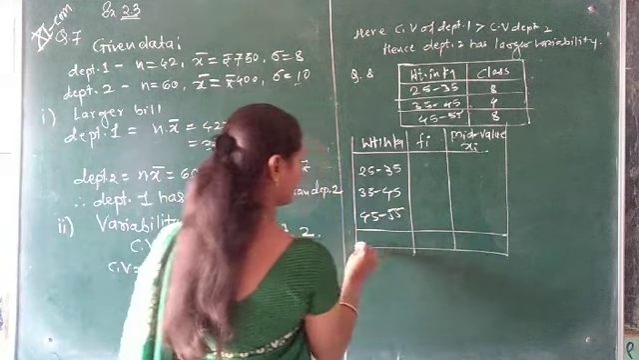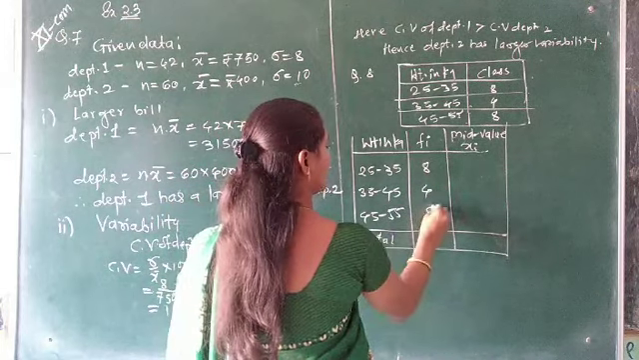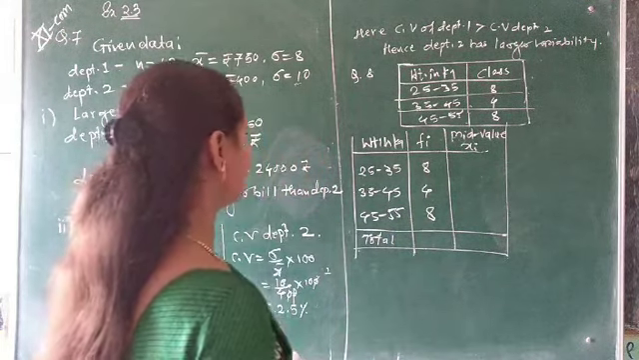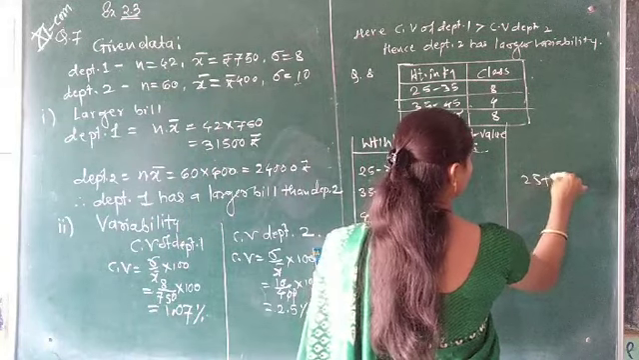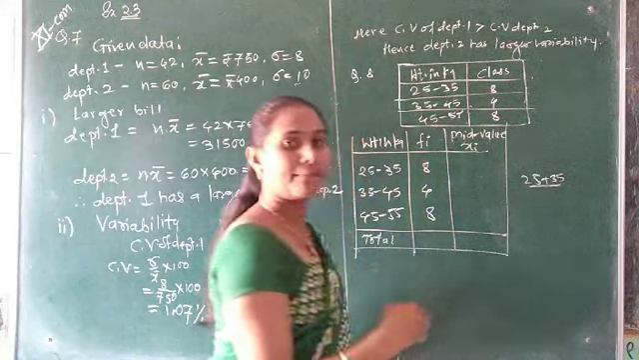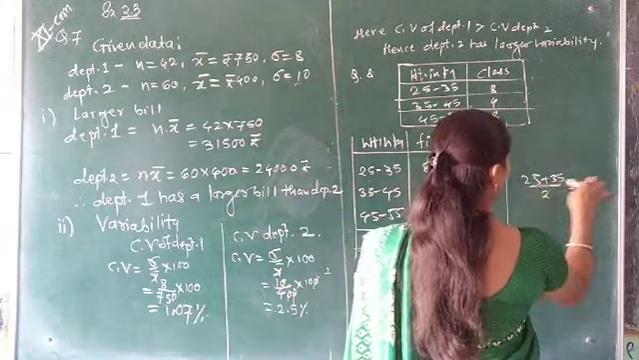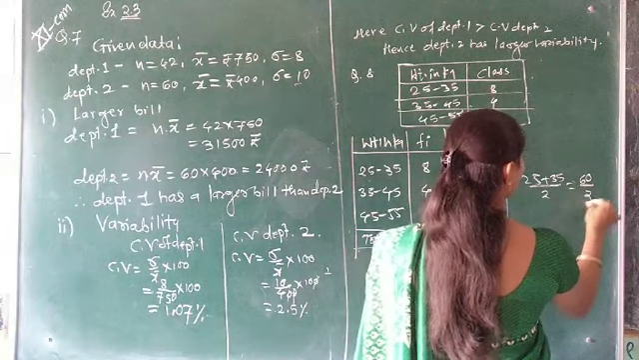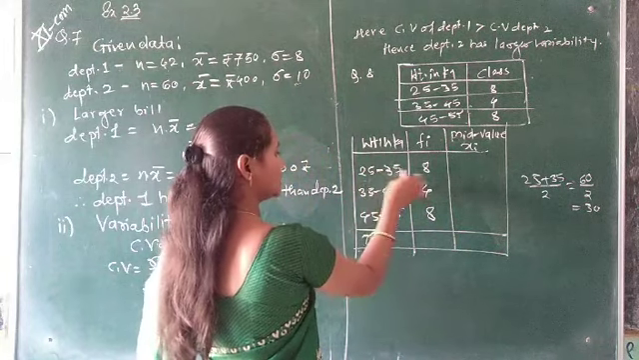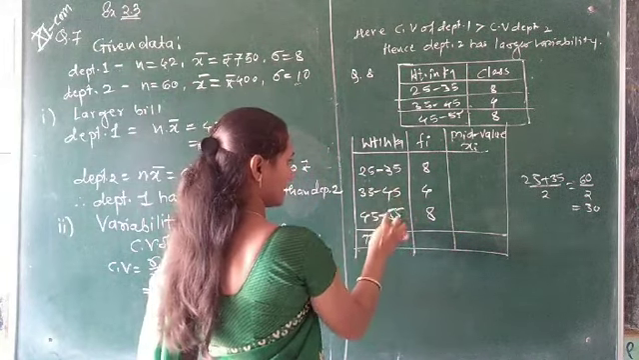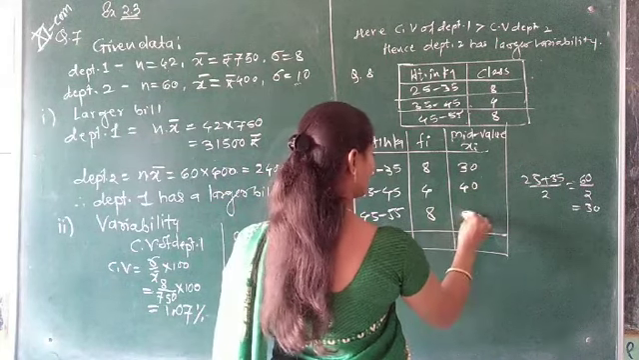Last column is of total. Corresponding frequencies are 8, 4, 8. Now, what is the mid value of 25 and 35? How to find it: take 25 plus 35, the sum of upper limit and lower limit, and divide it by 2. Then we get the mid value. 5 5s are 10, that is 60 upon 2, which is equal to 30. Since the mid value of the first group is 30, the next is 40, and the last one is 50.